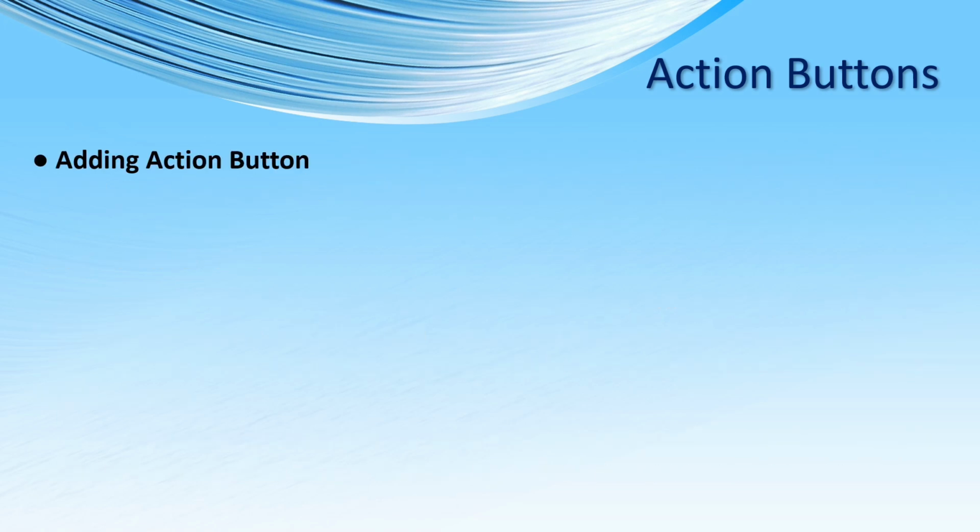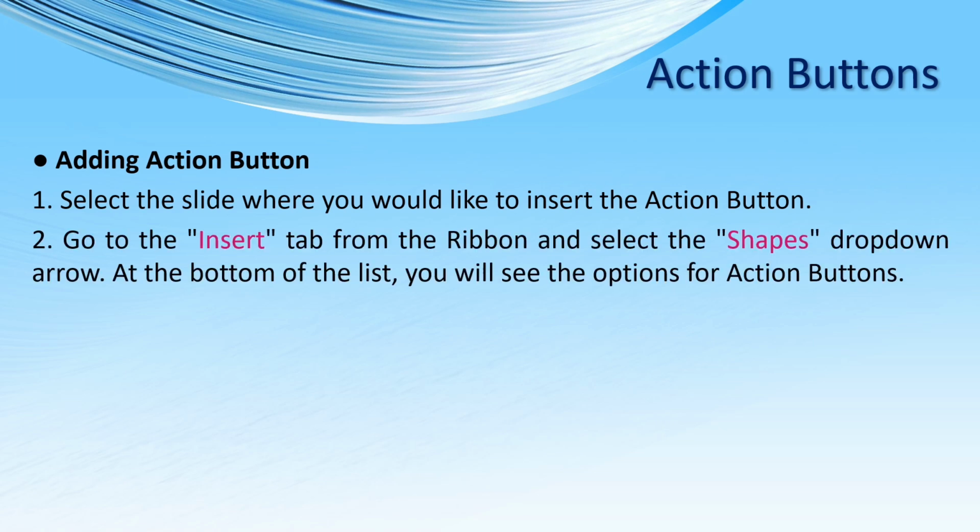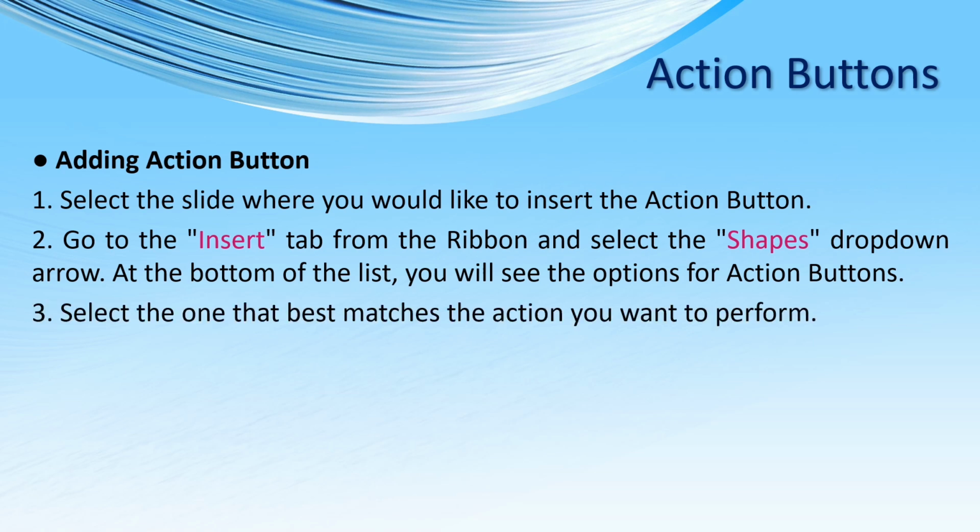To add an action button: 1. Select the slide where you would like to insert the action button. 2. Go to the Insert tab from the ribbon and select the Shapes drop-down arrow. At the bottom of the list, you will see the options for action buttons. 3. Select the one that best matches the action you want to perform.